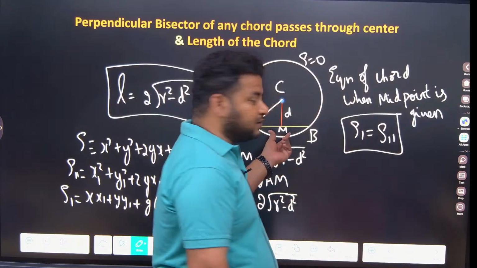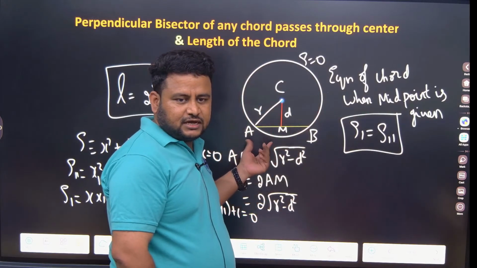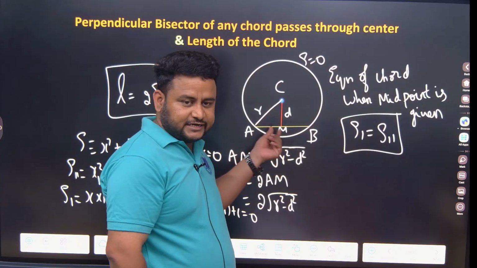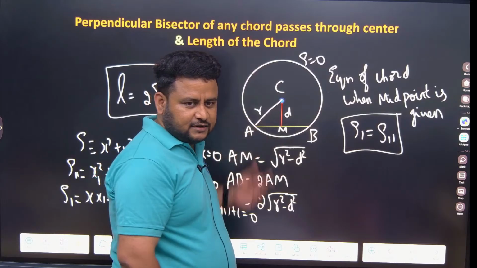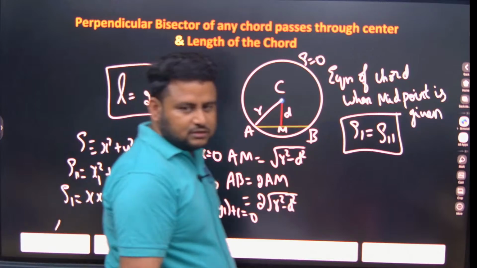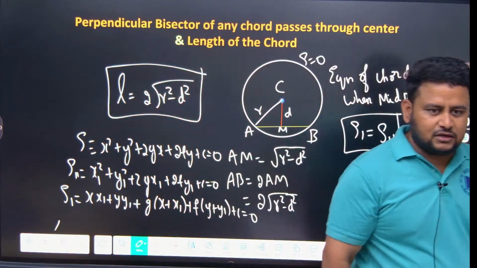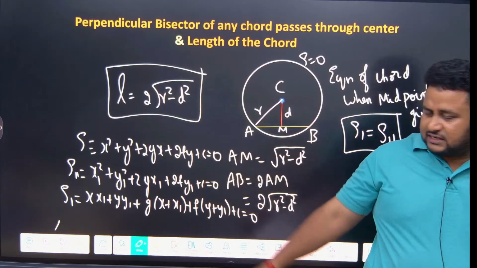Here x1, y1 is the midpoint. Suppose the chord's extreme ends are A and B. They have given the coordinates of A and B, so the midpoint coordinates you can find out using the midpoint formula. Then you can get x1, y1, and you can equate S1 to S11 and find the equation of the chord. Clear? Understood everyone? Please make a note of it. What is S1 and S11?